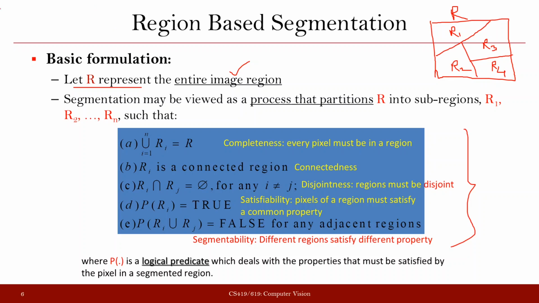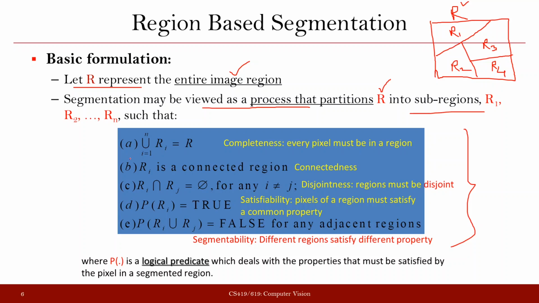Okay, so segmentation can be viewed as a process that partitions R, the entire image region, into sub-regions R1, R2, R3, and so on till Rn. So if the image R is partitioned into these segments, then if you take the union of these regions R1, R2, R3, they will satisfy a few characteristics or properties. Those properties are listed here.